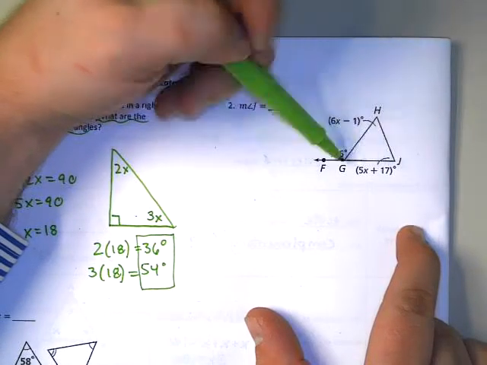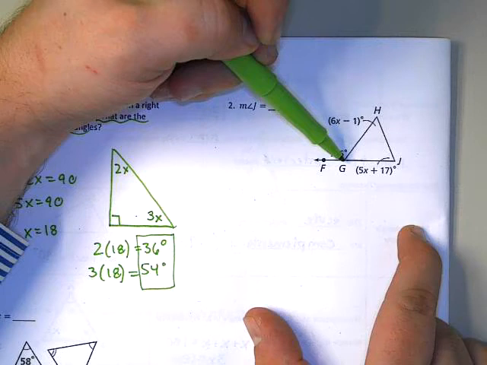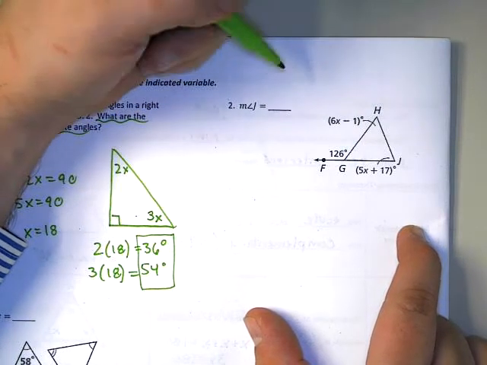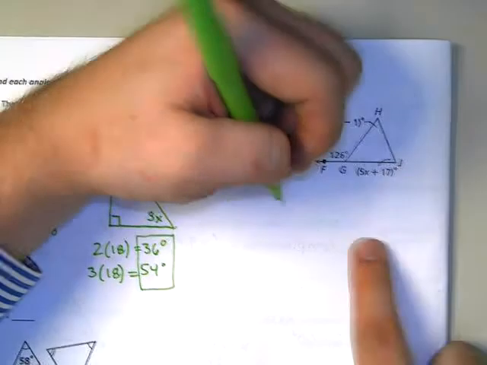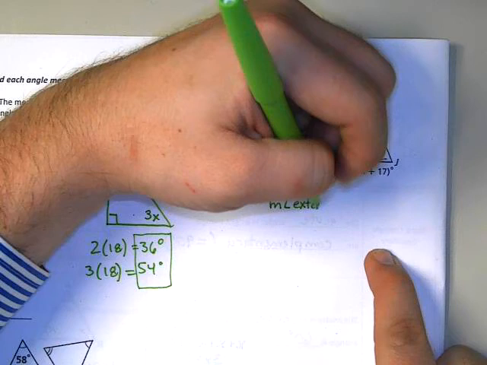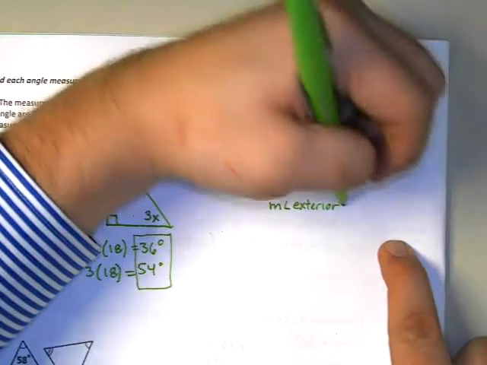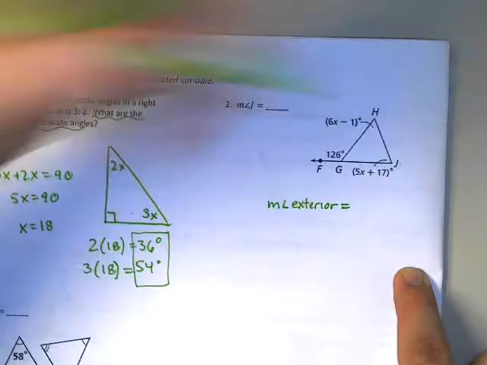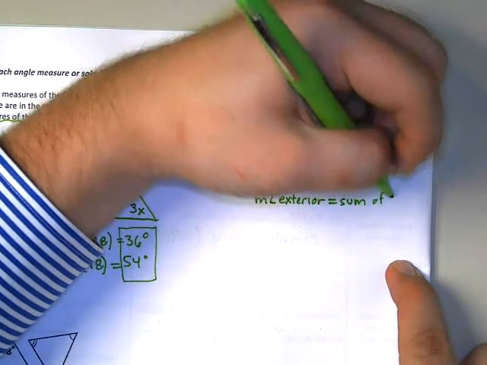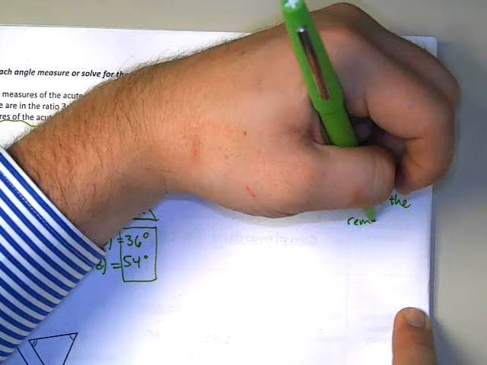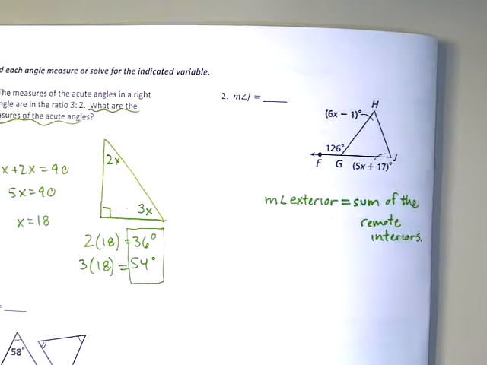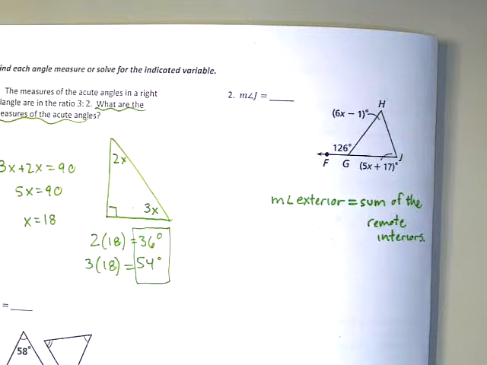This segment, GJ, is being extended beyond the triangle, so this 126 is our exterior. And we learned that the measure of an exterior angle is equal to the sum of the remote interiors. All right, so that's kind of the thought process. Now we just have to plug in and go.